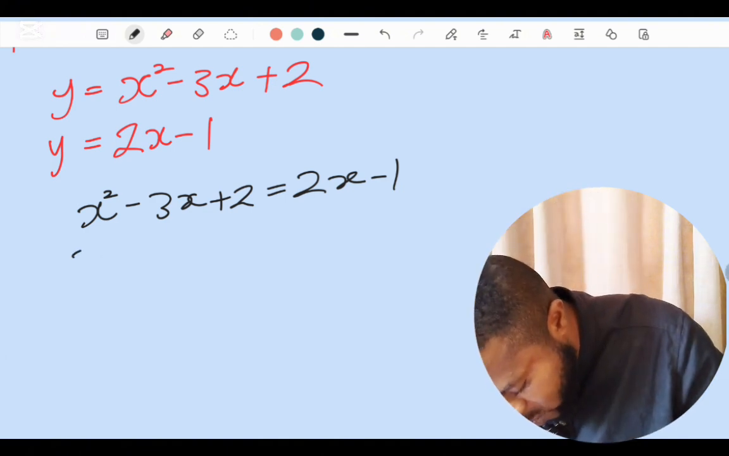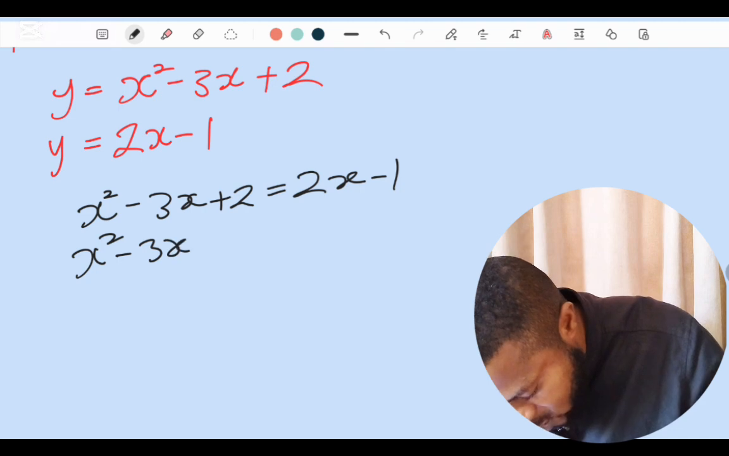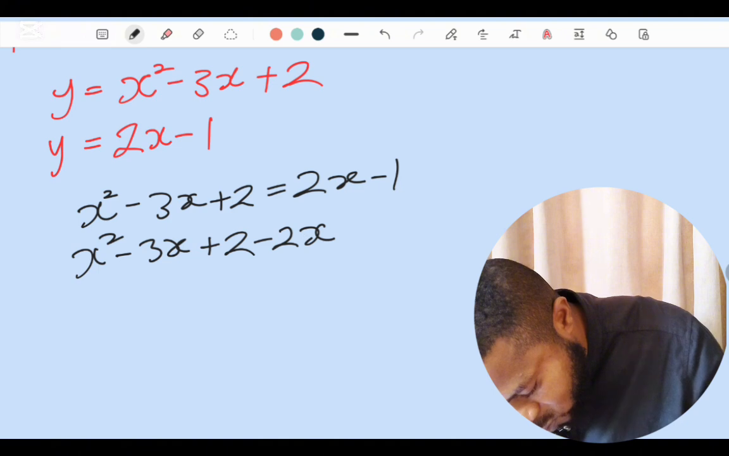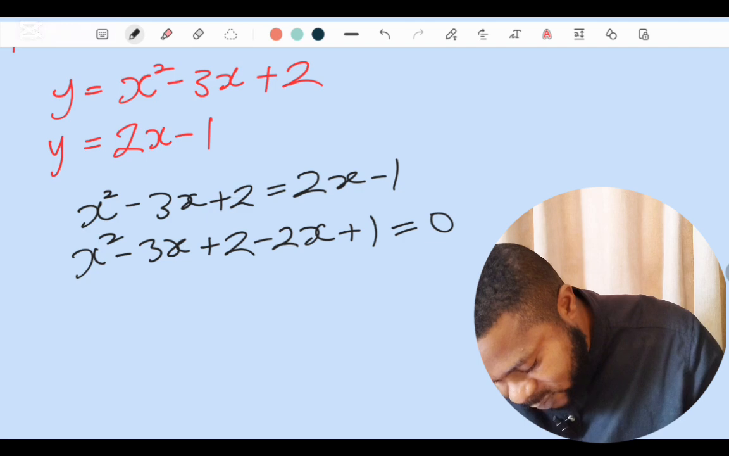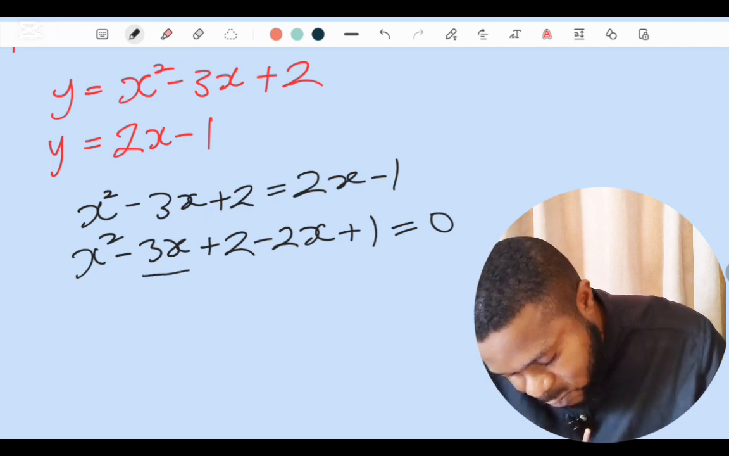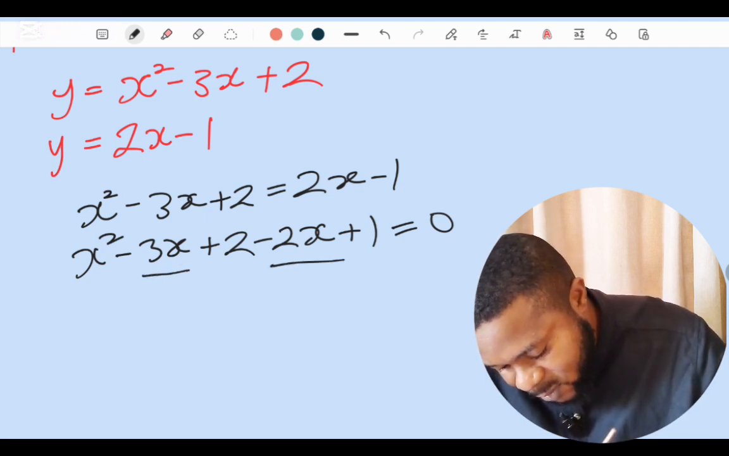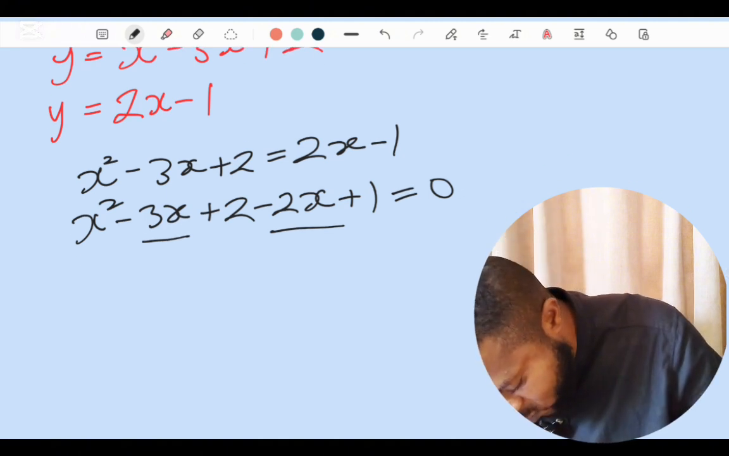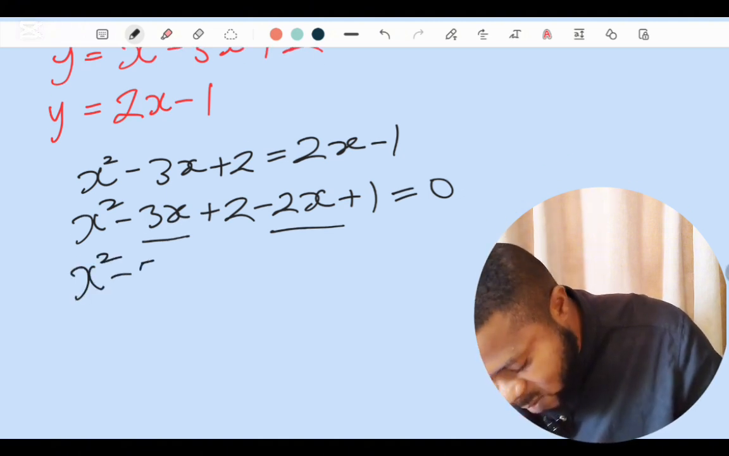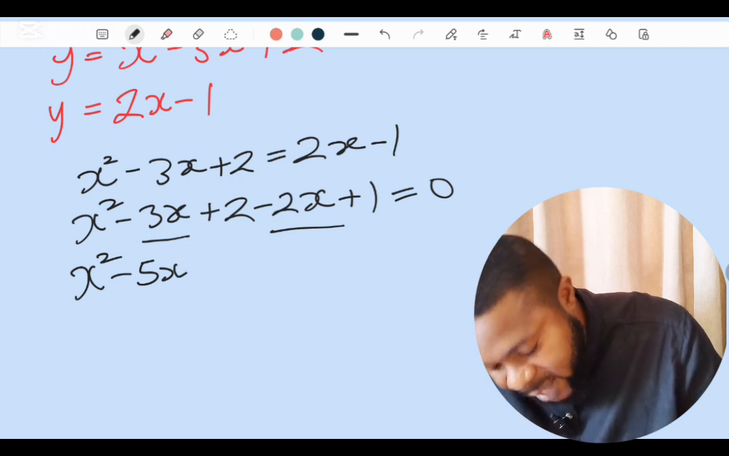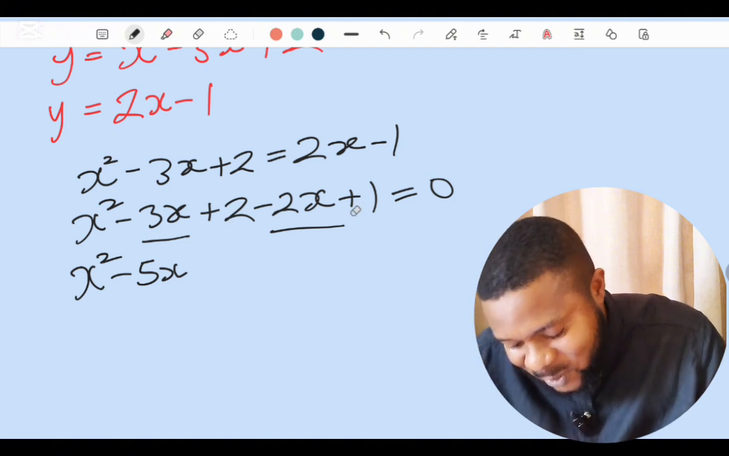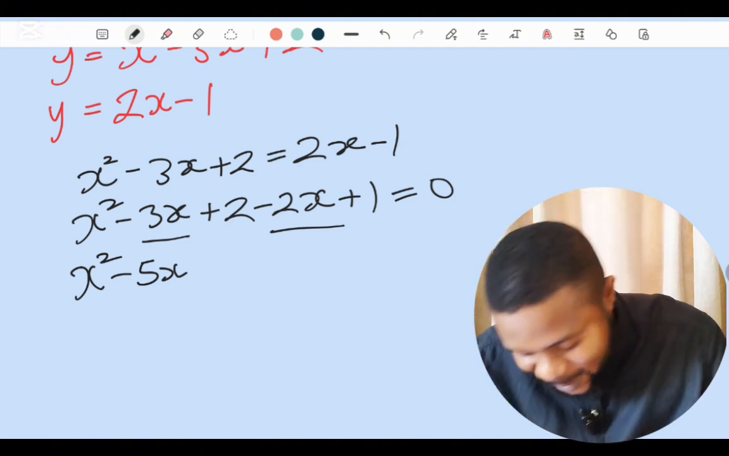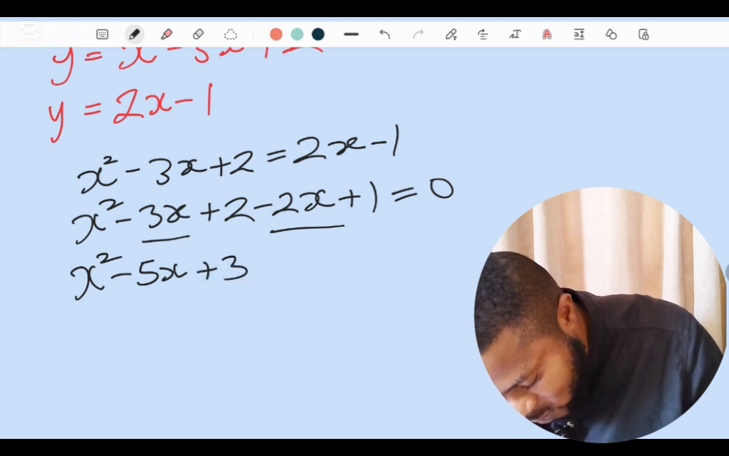So we have x squared minus 3x plus 2 minus 2x plus 1 equal to 0. Now from here, you can see that we have 3x and 2x all minus. So both of them are going to be minus 5x. So I have x squared minus 5x, because minus 3x minus 2x is going to give you minus 5x. Now we have plus 2 and plus 1. This is going to form plus 3. So we have plus 3, all equal to 0.